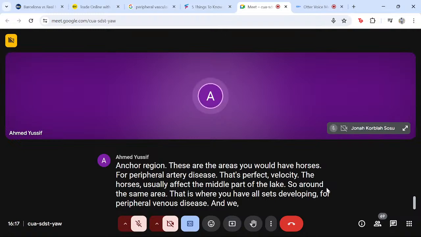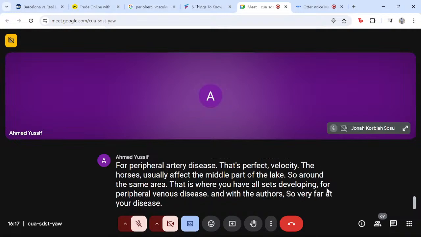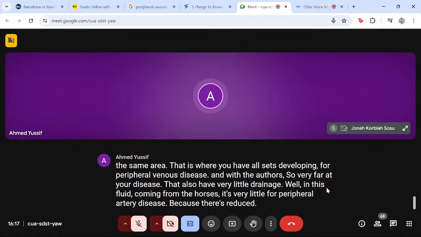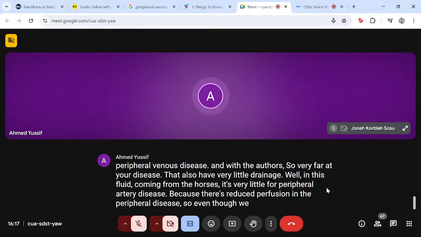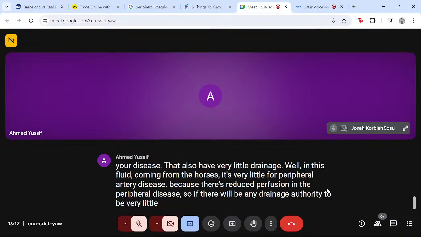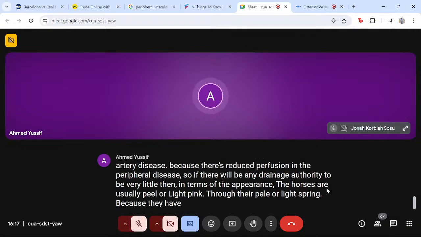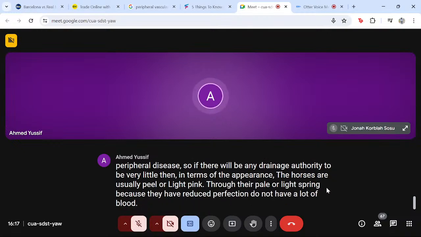And with the ulcers for peripheral artery disease, the ulcers have very little drainage. So if there's fluid coming from the ulcers, it's very little for peripheral artery disease because there's reduced perfusion. So if there will be any drainage at all, it will be very little. Then in terms of the appearance, the ulcers are usually pale or light pink. So they are pale or light pink because they have reduced perfusion. You don't have a lot of blood flow to that extremity. So it's pale and light pink.